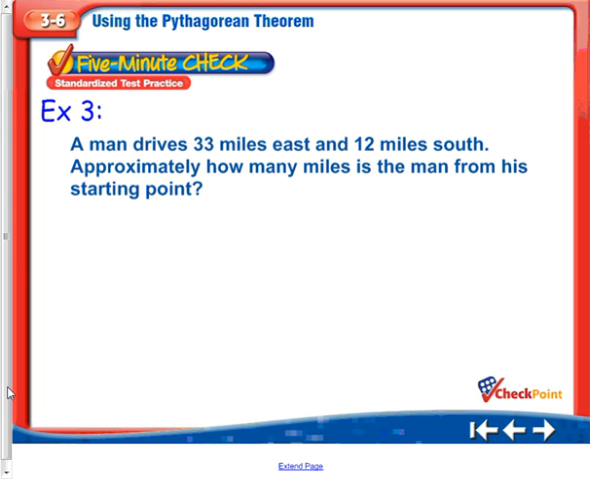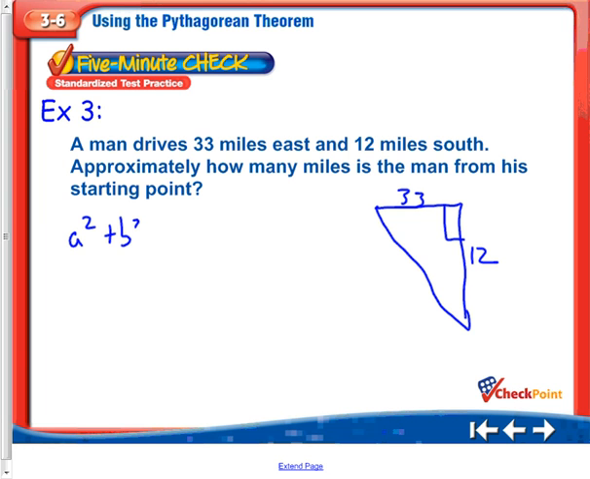A man drives 33 miles east. So if I'm going east, that means I am traveling in this direction, 33 miles. So I'll go ahead and write 33 on the top. And then I'll go 12 miles south. So I'm going to go down 12 miles. And so approximately how far or how many miles is the man from his starting point? So we want to know from here to here, and you'll notice, if I would have drawn straight lines, this is a right triangle. So we can use Pythagorean theorem to solve this question.